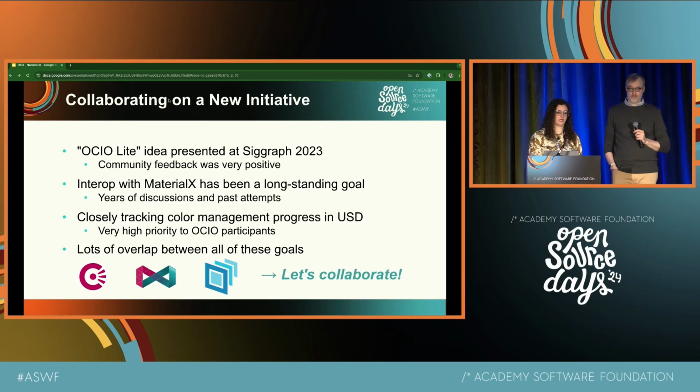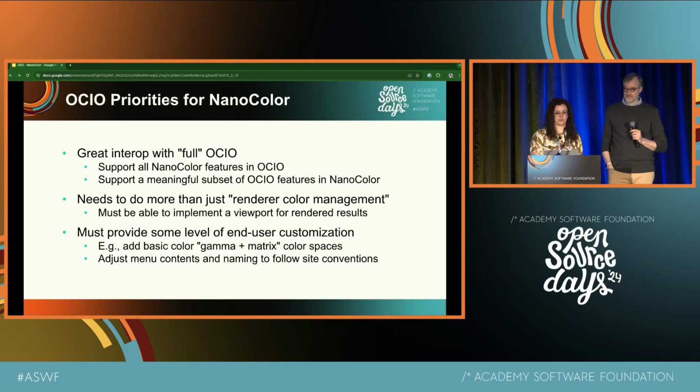The same went for USD. We've been closely tracking the progress of color management in USD, as USD is a very high priority to most OpenColorIO participants, and there's lots of overlap between these goals. We're happy to say that since the beginning of this year, we finally have a new initiative to collaborate on. OpenColorIO had several priorities for this initiative, and we'll talk a little bit later. We'll hear from Jonathan and Nick about their priorities for their respective projects.